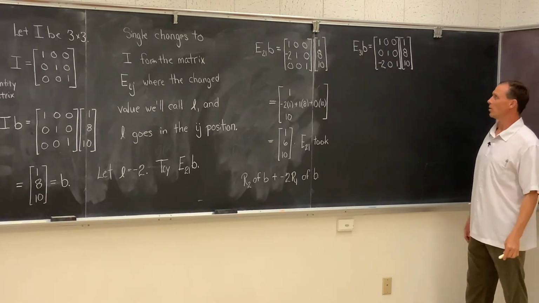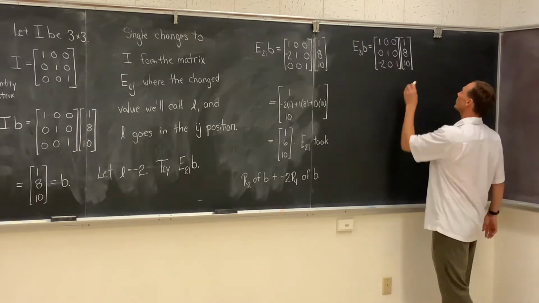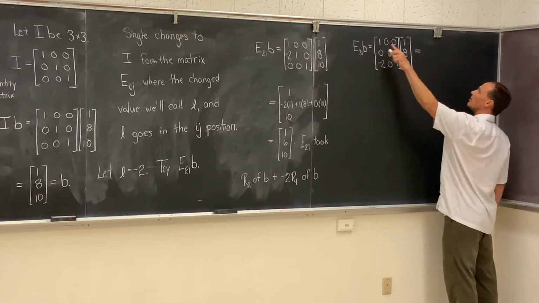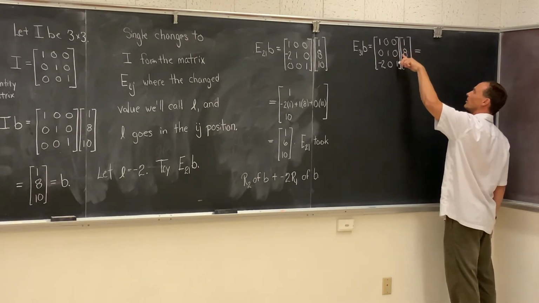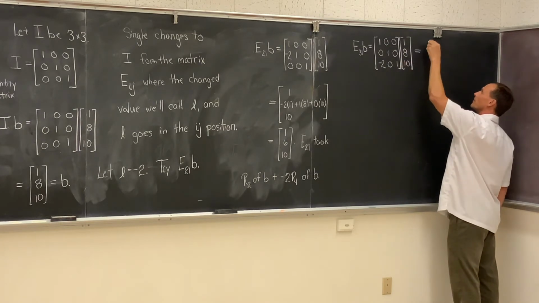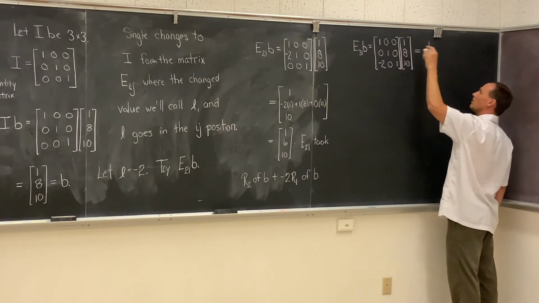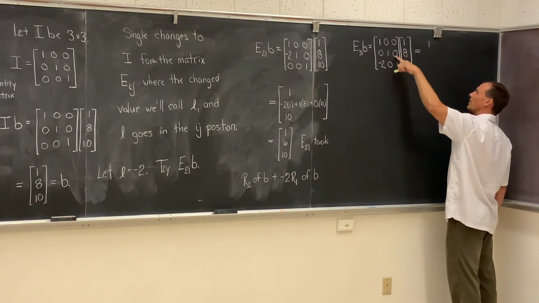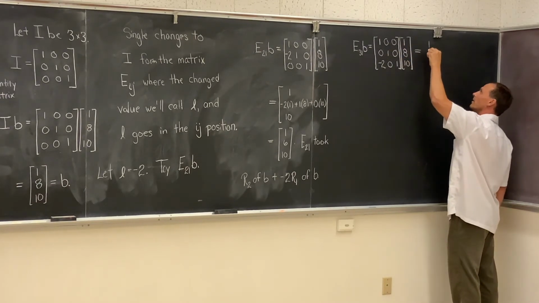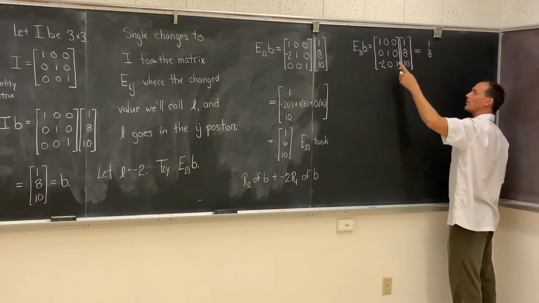Okay. Well, this says in the first position, my first row, it remains unchanged. It's just 1 of the first one plus 0 of row 2, 0 of row 3. Again, the second row remains unchanged. It says you take 0 of the first row, 1 of the second row, and 0 of the third. Now watch what happens here.